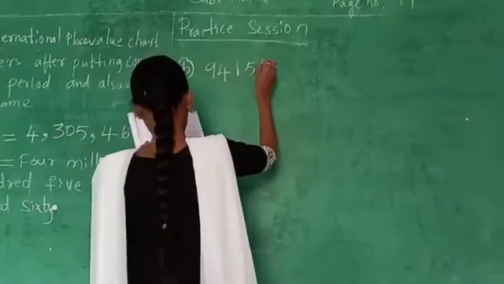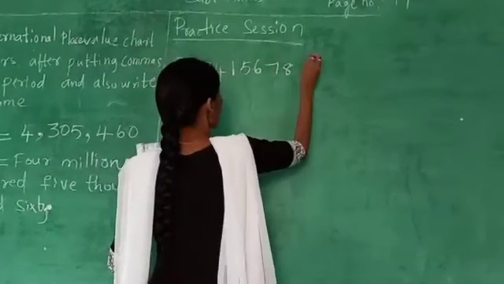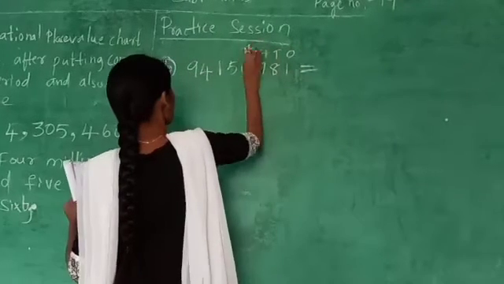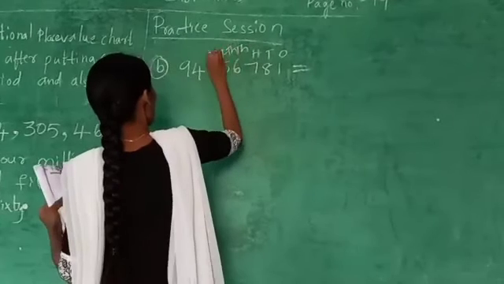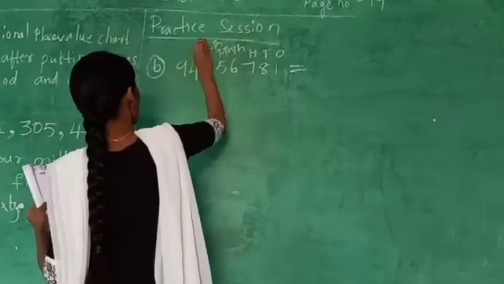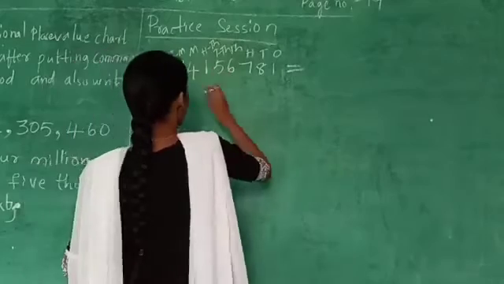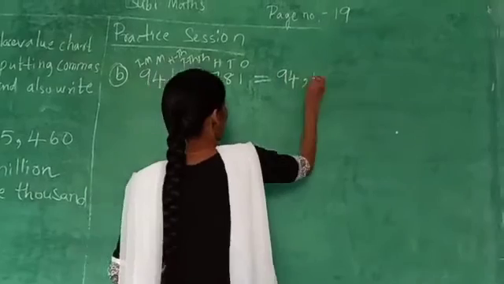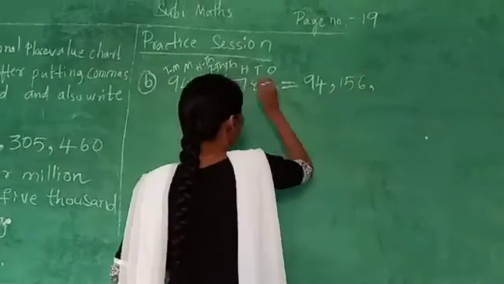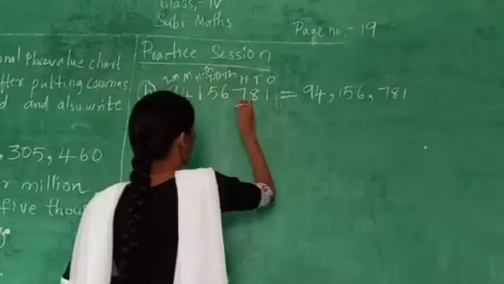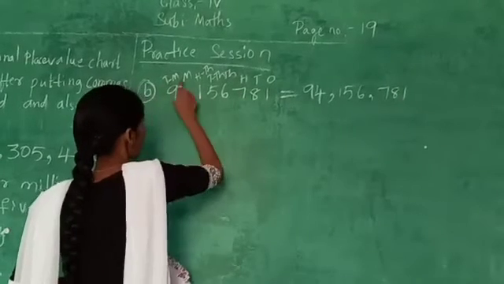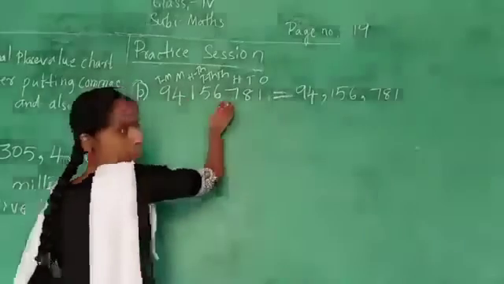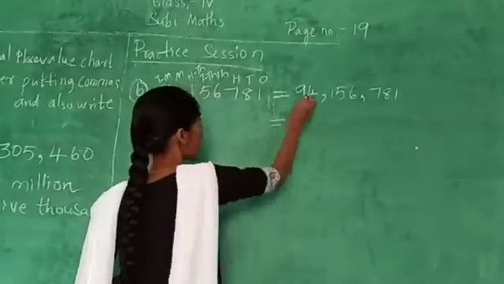Now mark the place values for this: ones, tens, hundreds, thousands, ten thousands, hundred thousands, millions, ten millions. Now the number is 94,156,781. After the millions place and after the thousands place we have to give a comma.